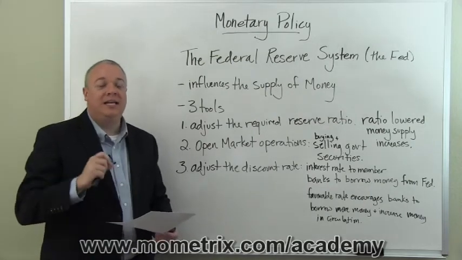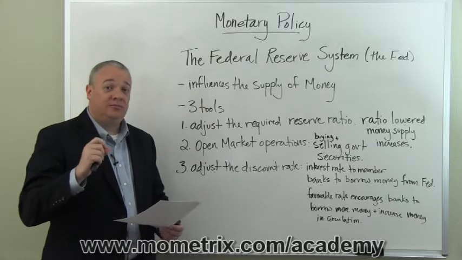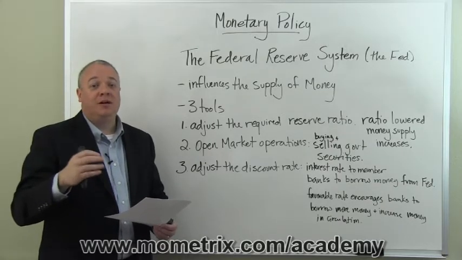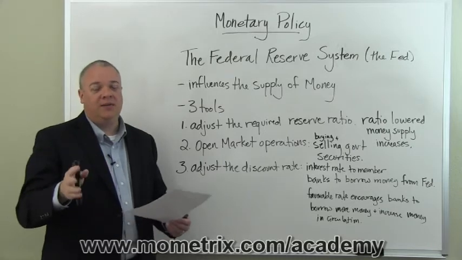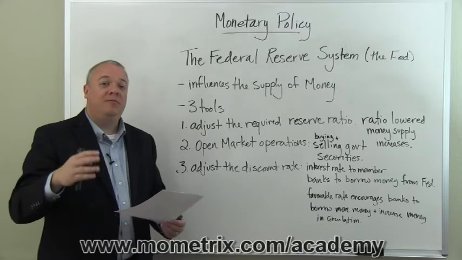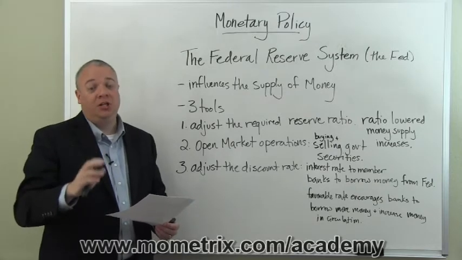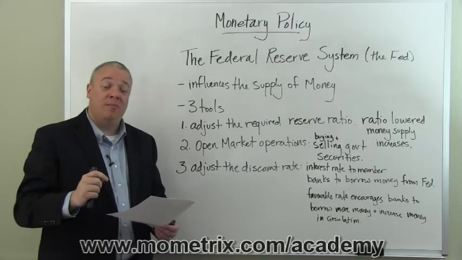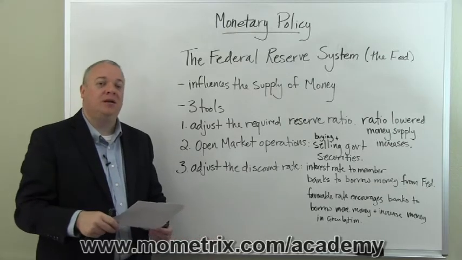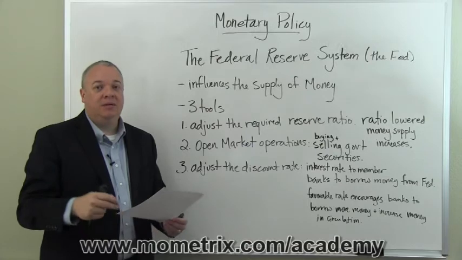The discount rate is the interest rate that the Federal Reserve Bank charges to member banks to borrow money from the Reserve. So you've got this Federal Reserve Bank, it's loaning money to member banks. If that rate is favorable, if it's a low interest rate, then that encourages the member bank to borrow more money from the Fed to loan out to others, and thereby increases the amount of money supply in the economy at large.